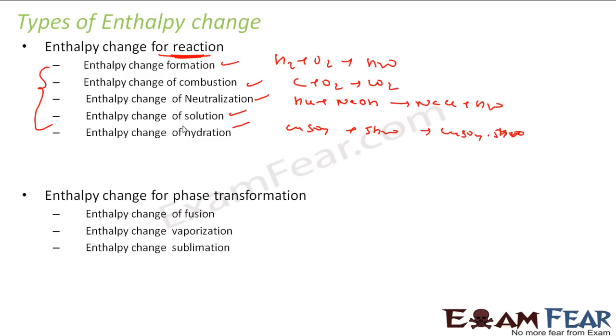The next big category of enthalpy change is the enthalpy of phase transformation. Even if the substance transforms its state, it may go from liquid to gas, here it is gas to solid, here it is solid to liquid. So all this state change, solid to liquid, liquid to gas, gas to solid, also has a change in enthalpy. And we'll talk about those things in the enthalpy of phase transformation.